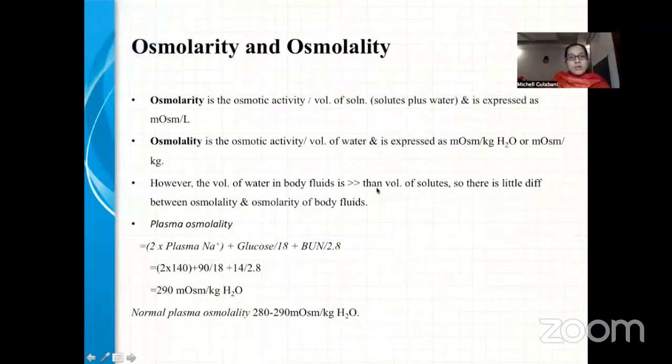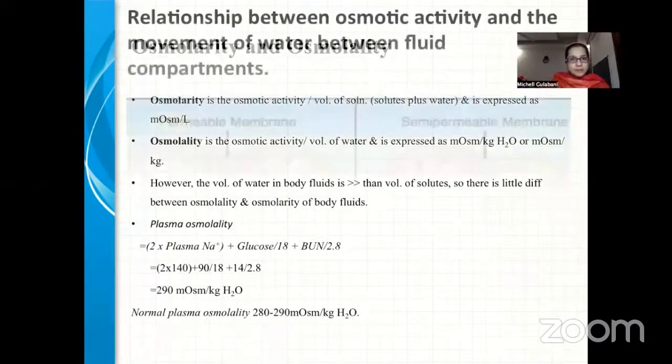So let's see what are osmolarity and osmolality, because sodium disorders are very much linked with water homeostasis, and their classification and diagnosis is based largely upon the extracellular fluid volume status. So osmolarity is the osmotic activity per volume of solution, which includes the solutes plus water, and is expressed in milliosmoles per liter. However, osmolality is the osmotic activity per volume of water, and is expressed in milliosmoles per kg of water. The normal plasma osmolality ranges from 280 to 290 milliosmoles per kg, and it is calculated using the plasma sodium, glucose, and BUN by this formula.